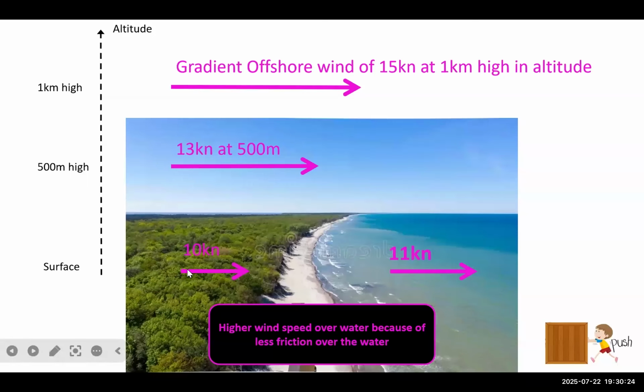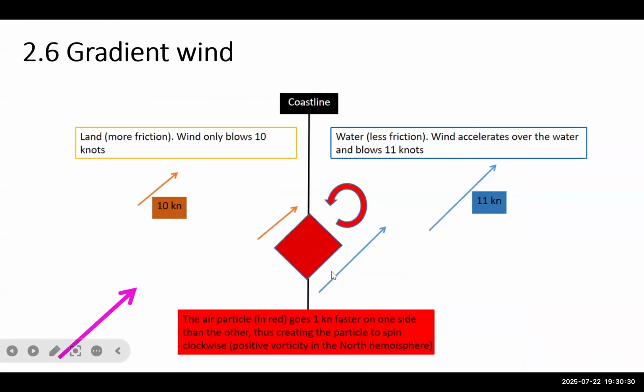But if the wind is not perpendicular to the coastline, but has an angle, then things change. So this, on the left, I still have the land. On the right, I still have the water. And this is my main wind, okay? It's not blowing perpendicular, but it comes with an angle.